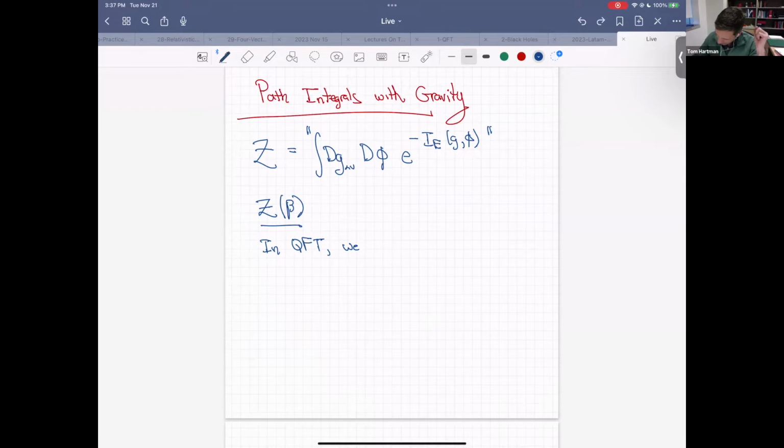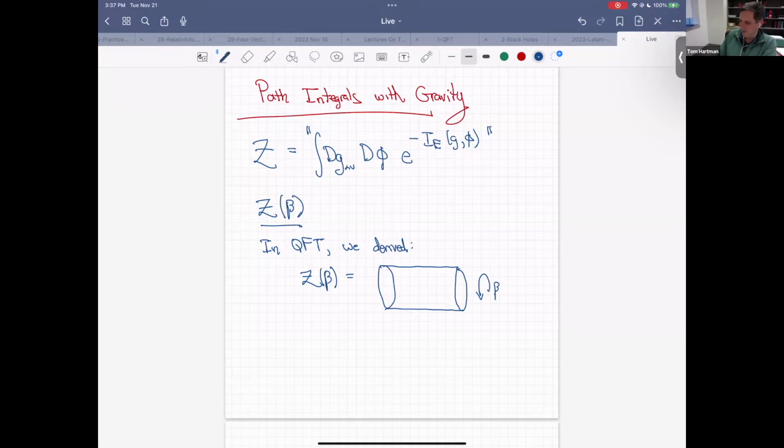we derived a few minutes ago the formula Z of beta is equal to the path integral on a cylinder of size beta. Now we would like to do something similar in gravity. But we have a problem immediately in trying to carry over this idea to gravity, because in gravity, we don't get to pick the manifold. So in gravity, we don't pick the manifold to do the path integral on. That's part of the path integral, right? When we do the path integral, we need to integrate over metrics.